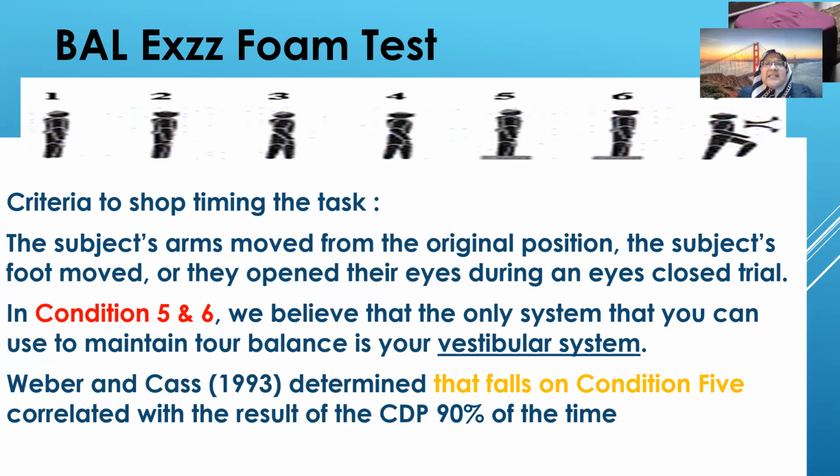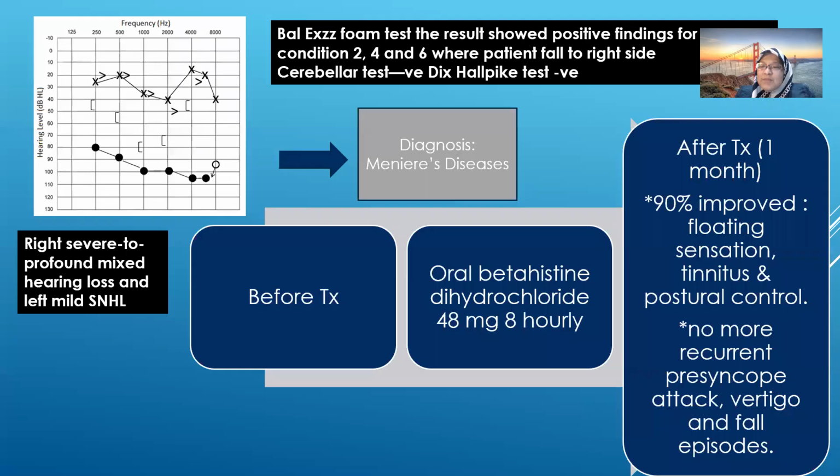In this test, they have a 7-step criteria, where in certain conditions, 5 and 6, you have to close your eyes and stand on the foam. This is the BALEX foam test assessment that uses a special foam, and this condition can maintain our balance with your vestibular system. It was determined that falls on condition 5 correlate very well with the CDP, which is posturography. If you don't have posturography, I think you can have this simple foam in the clinic to do assessment before and after.